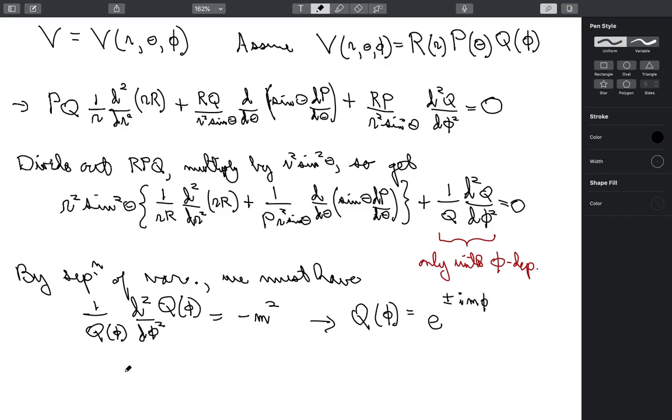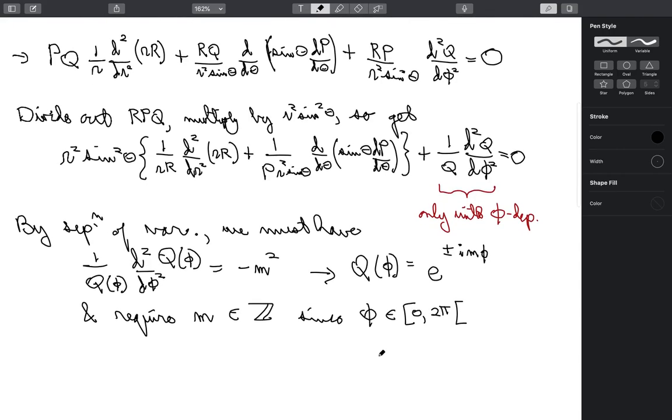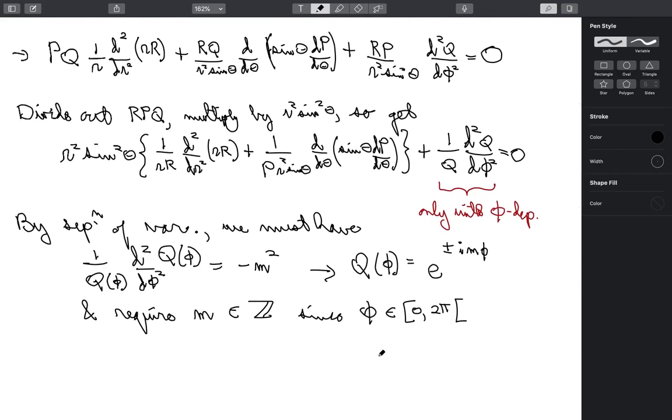All right, and here you would require that m be in the set of integers, because the value of phi varies between 0 and 2 pi, and you want to have single-valuedness of your potential as you go around the full azimuthal rotation. Okay, so that's the solution for the phi dependence that you can have.